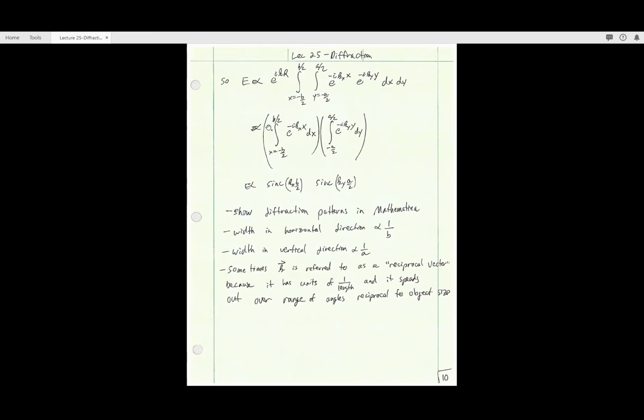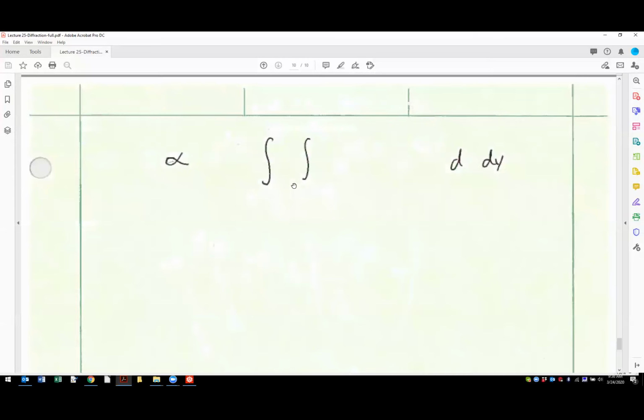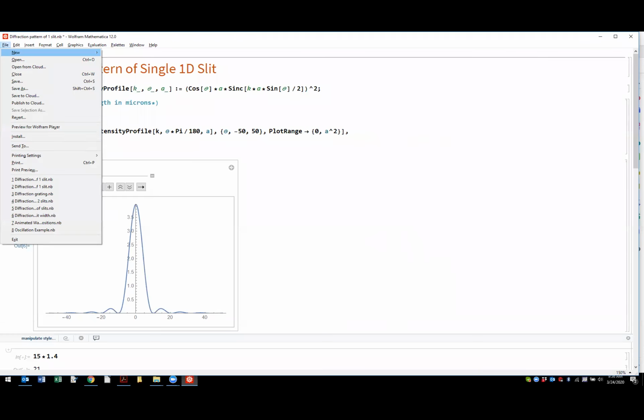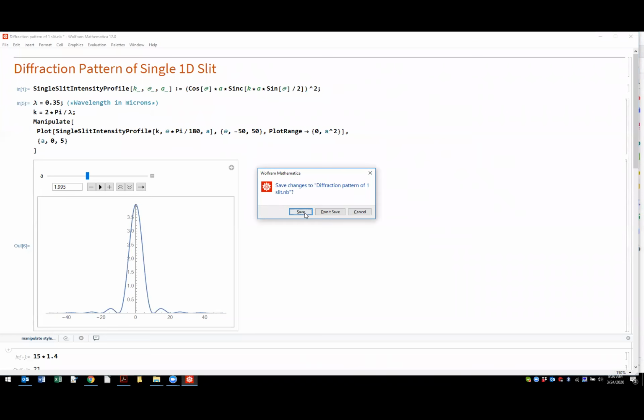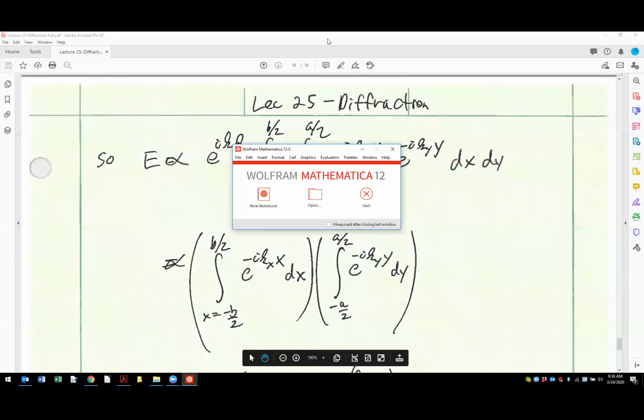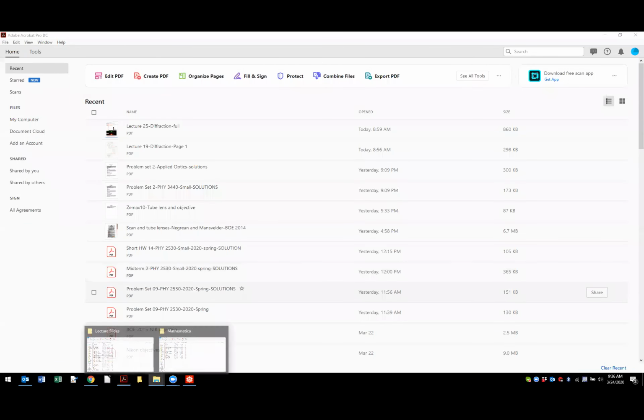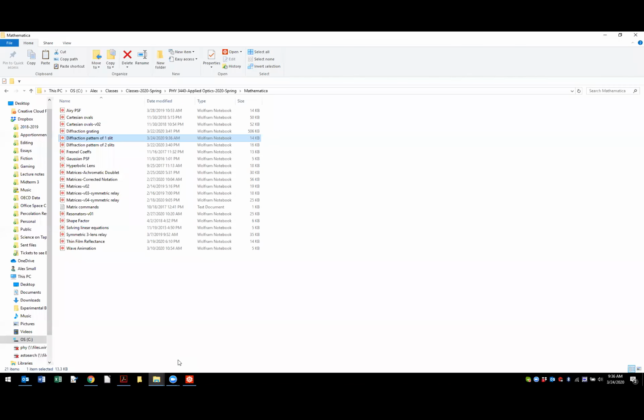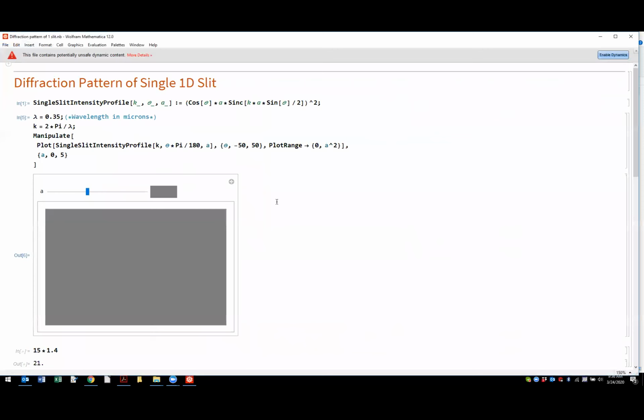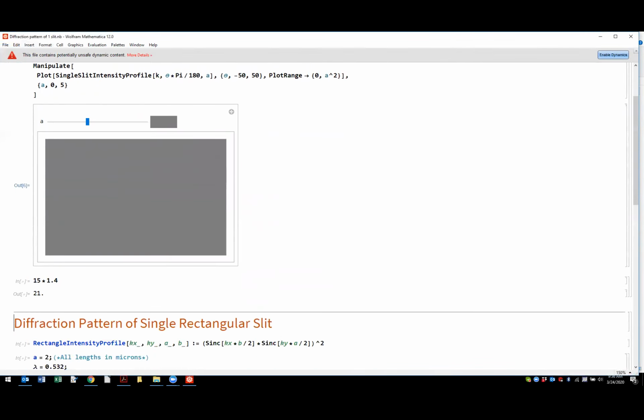And then because of the way that this integral was set up, because we're integrating over a square domain, we can actually factor it like this. We get the product of two sinc functions. And let's switch to another Mathematica file. So let me go to the diffraction pattern of, oh wait, it was the diffraction pattern of one slit. It was just further down in that file.